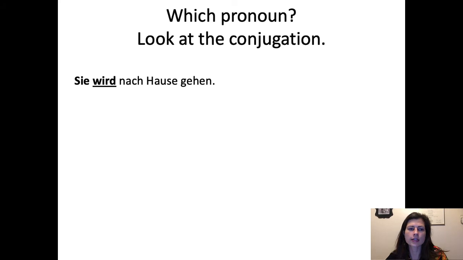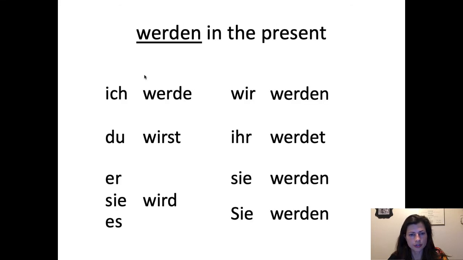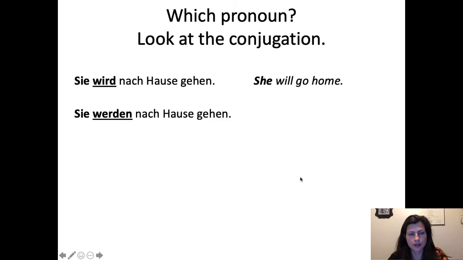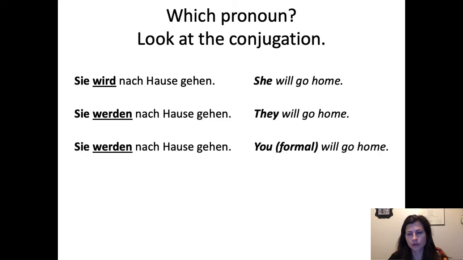So hopefully you can recognize that wird, a form of werden, plus the infinitive means future. She will go home. And the reason it's she will go home and not they will go home or you formal will go home is because sie wird is the conjugation on this left side, sie wird. But then sie werden would be either they will go home or you formal will go home, just because it's the beginning of the sentence.